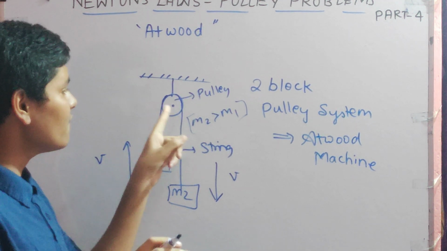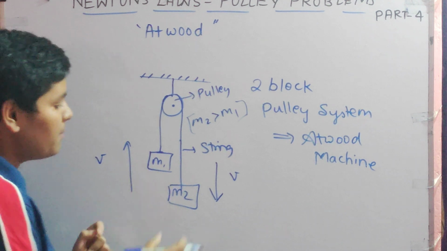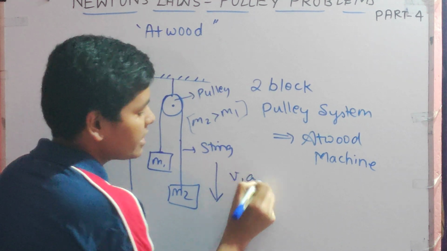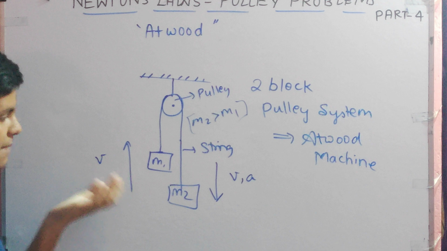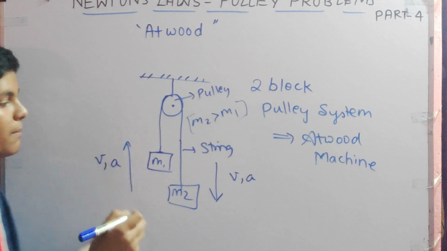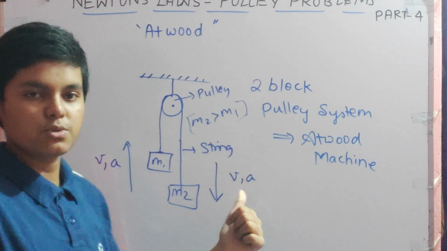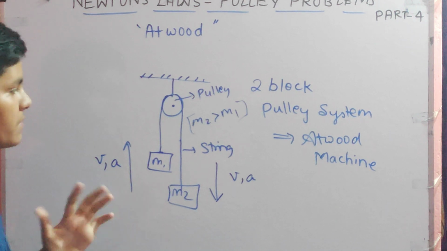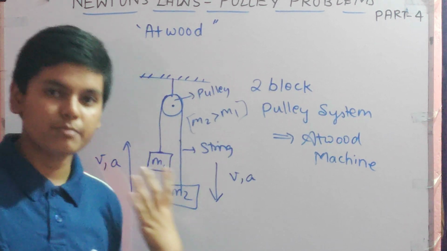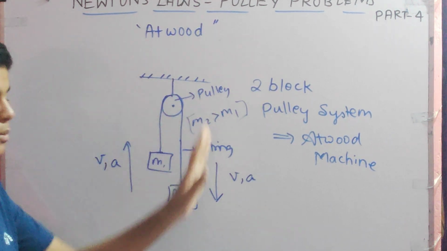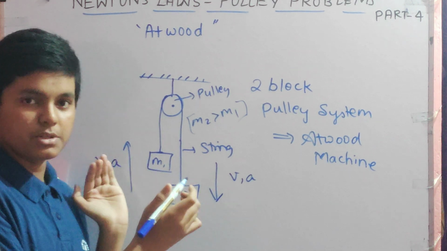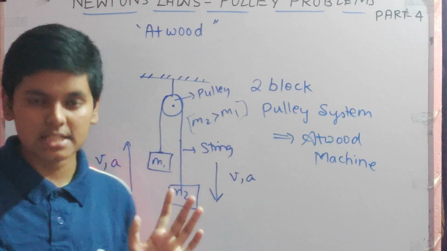This case is only for fixed pulley. For example, if M2 is moving down with acceleration a, similarly that same acceleration, this will also be moving but up. The sign is different: here minus v, minus a, and here plus v, plus a. So this type of machine is called Atwood machine, and this whole system is called a pulley system.